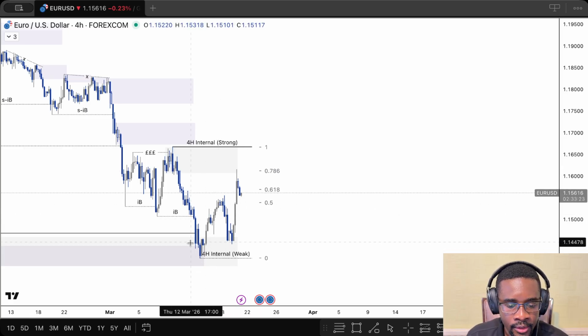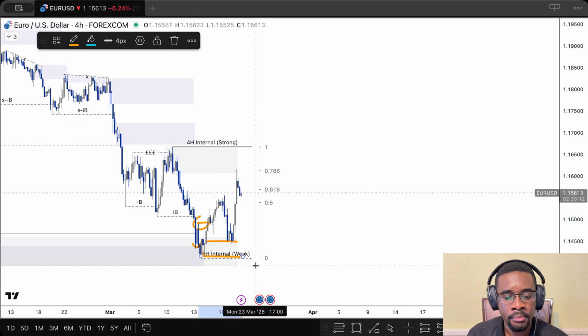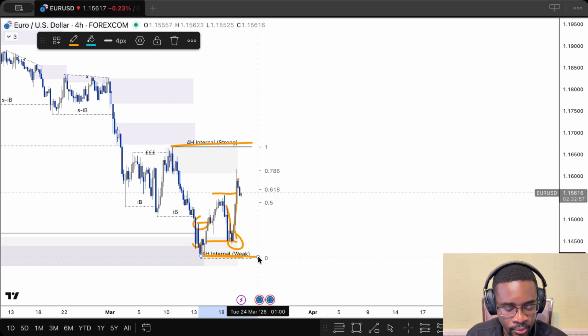And as a first sign, once we start seeing fractal breaks of structure, like this one, and then creating this new area of demand right at the bottom, as we can see price came in, mitigated this area of demand, and now had a very sharp reaction, now leading to an internal break of structure, or rather a sub-internal break of structure, within this internal range on the 4-hour that we're in.